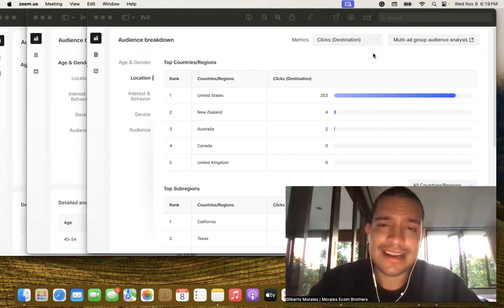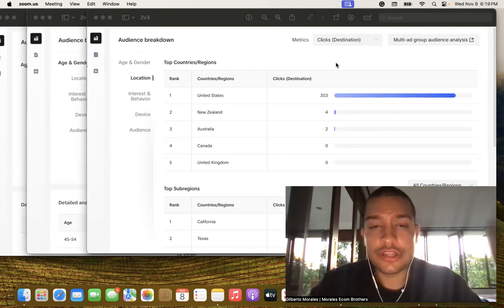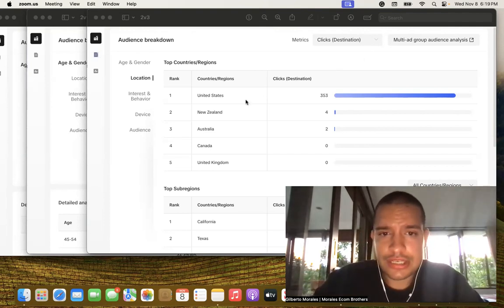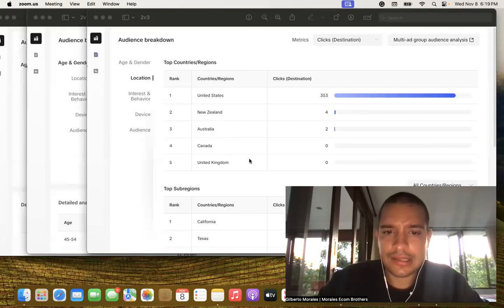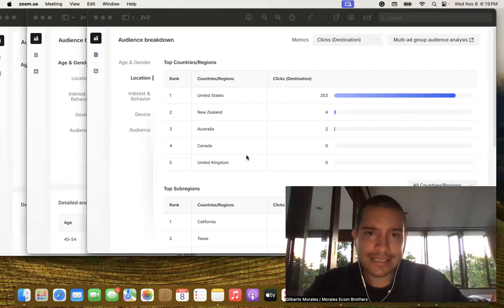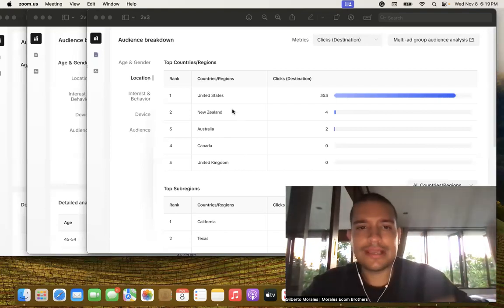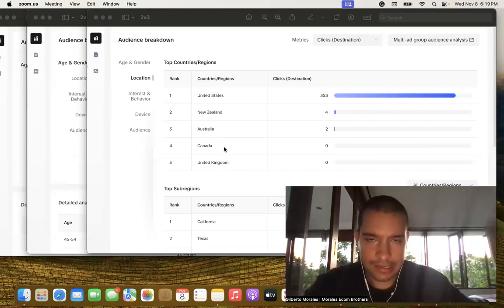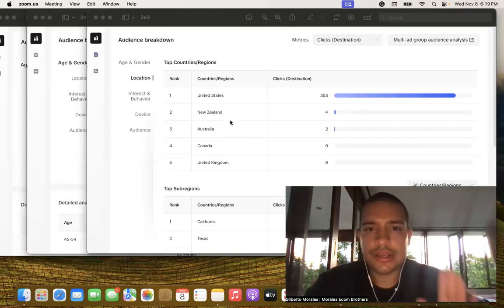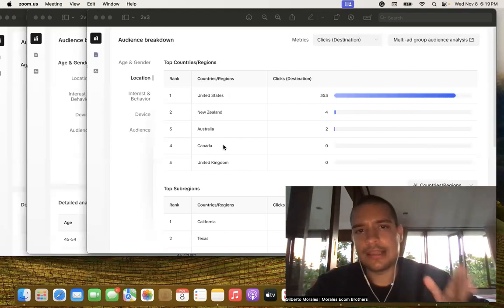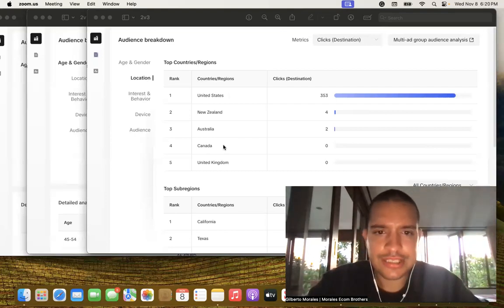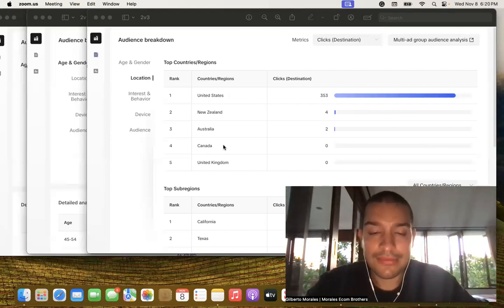The first metric that I try to look for is the countries. When I start, I try to test in United States, New Zealand, Australia, Canada, and United Kingdom. Those are the top 5 countries. If you don't have access to the agency accounts that we have access to, only focus on United States and Canada. So don't worry, you can focus on those two. And if you have access to an agency account, you can test those big 5 countries like I do.